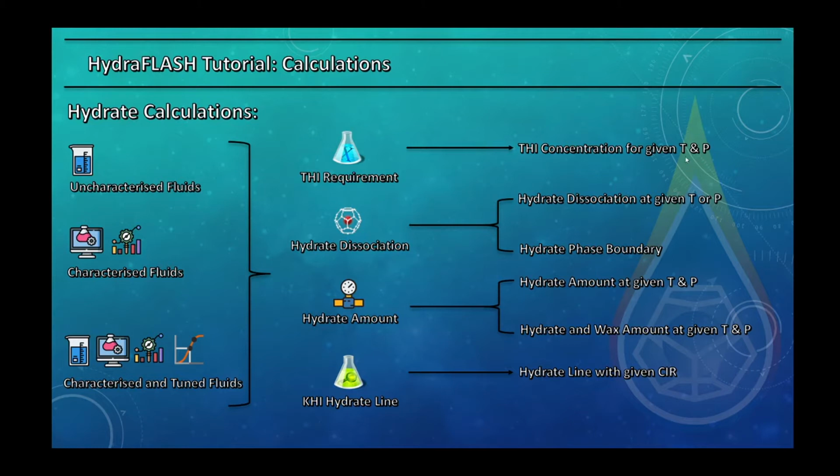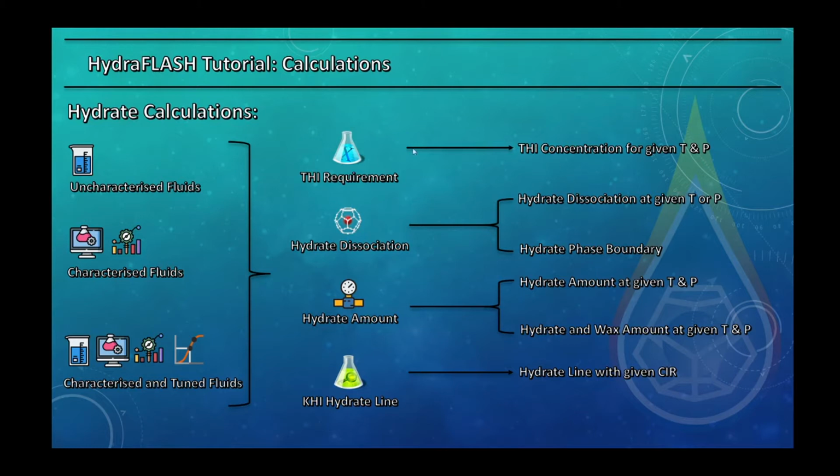By giving the composition of the system, the temperature and pressure of the system, and the inhibitor you want to use, whether it's MEG, ethanol, methanol, whatever it is, it gives you the concentration needed in the system at a specified safety margin. Some people take 3 degrees for safety margin, some people 5 degrees.